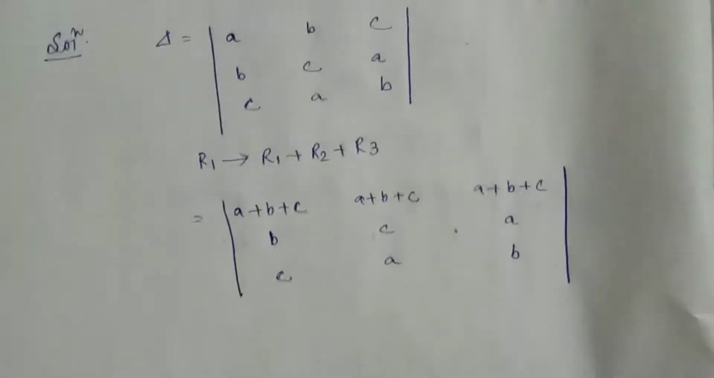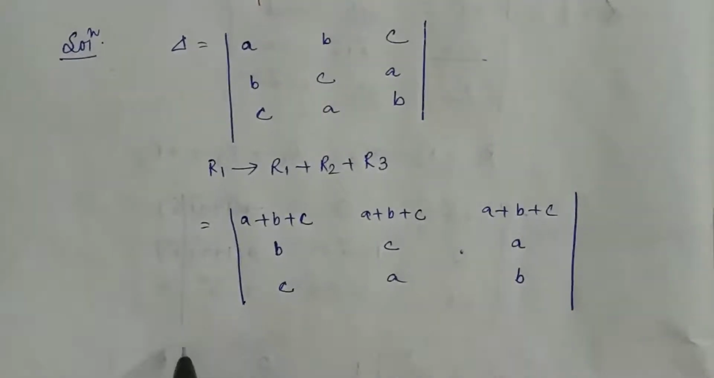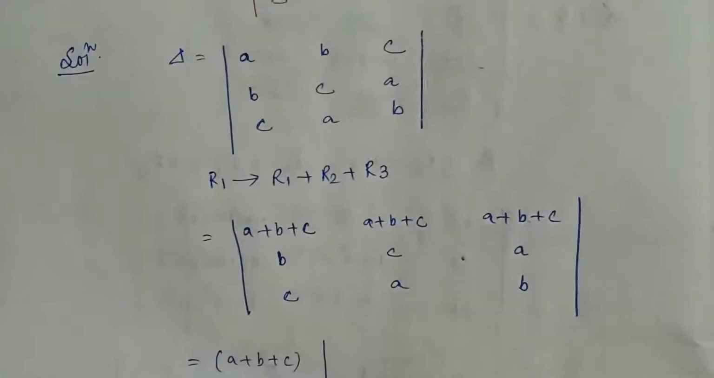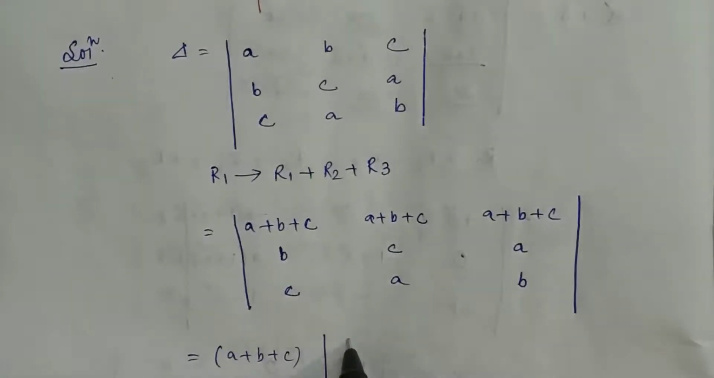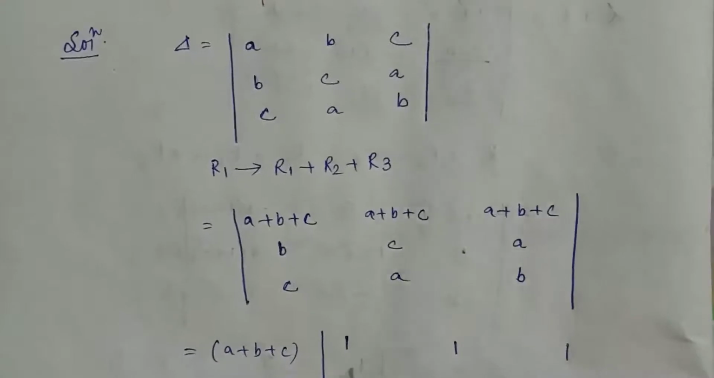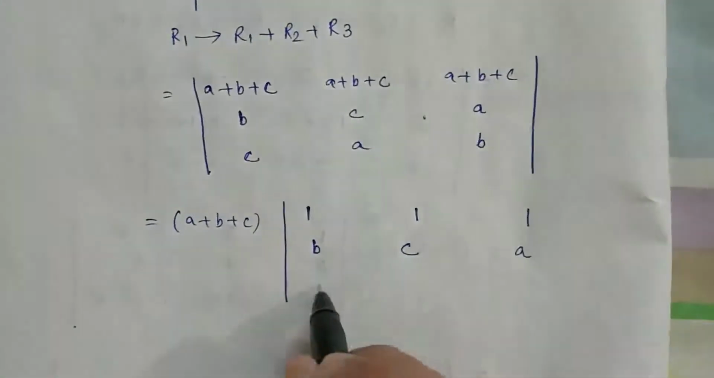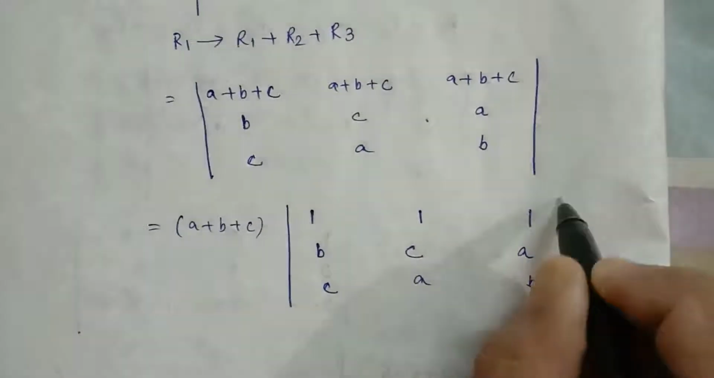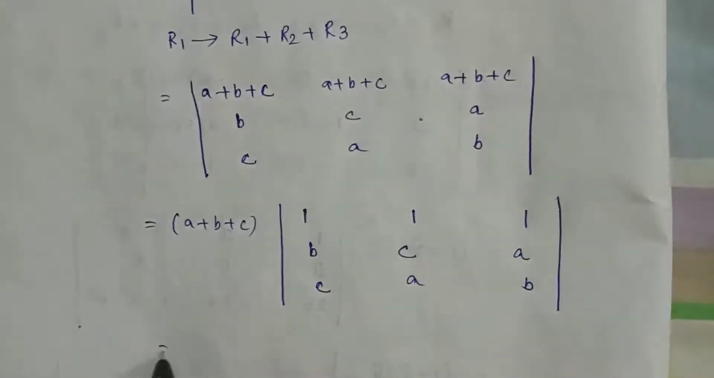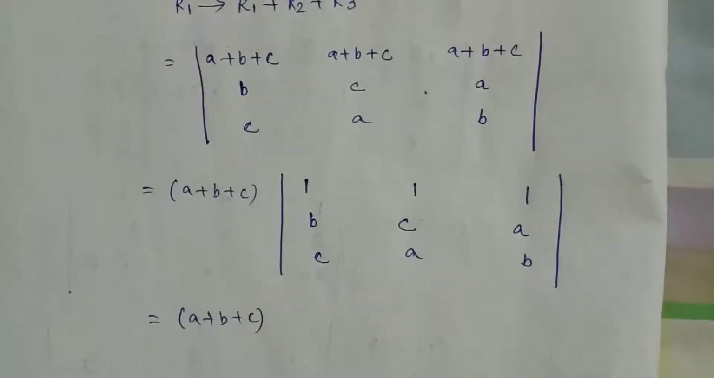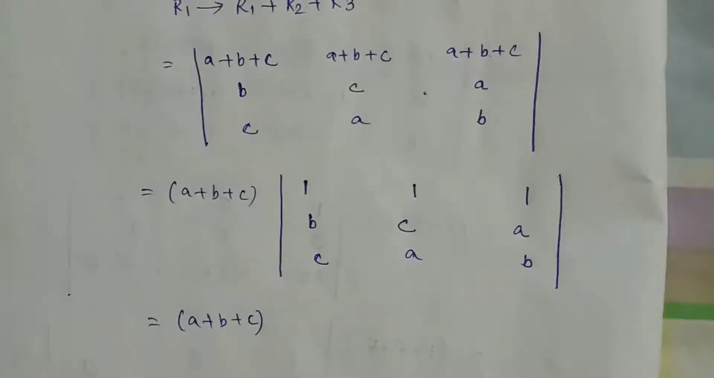From R1 we can take a plus b plus c common. So if we take a plus b plus c common, our R1 will be 1, 1, 1, and the other rows are b, c, a, c, a, b. Next, we have to bring zeros in the determinant, and now it will be very easy for us to bring zeros in the determinant.